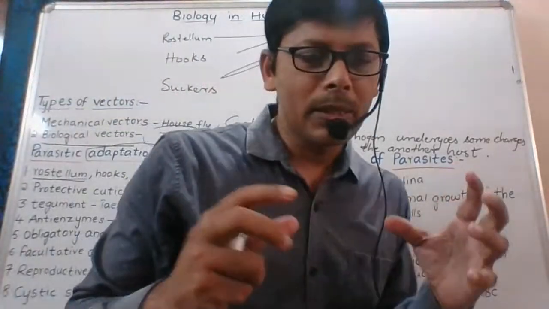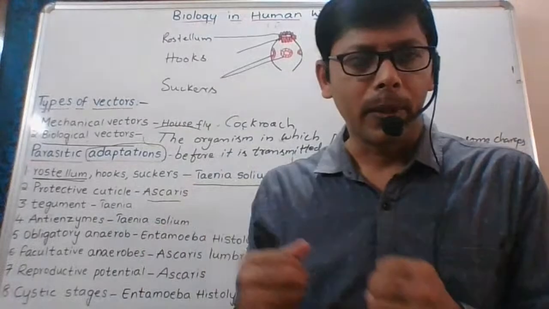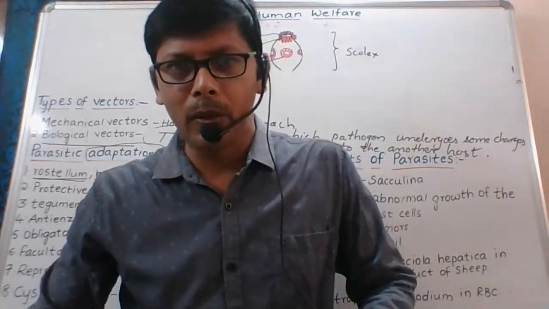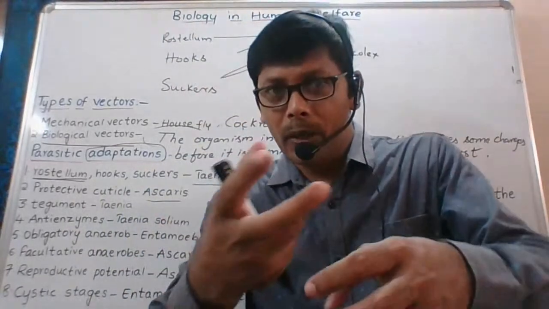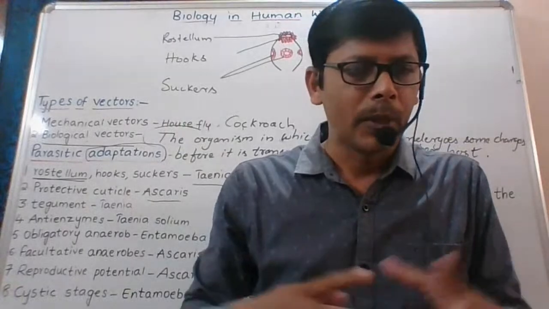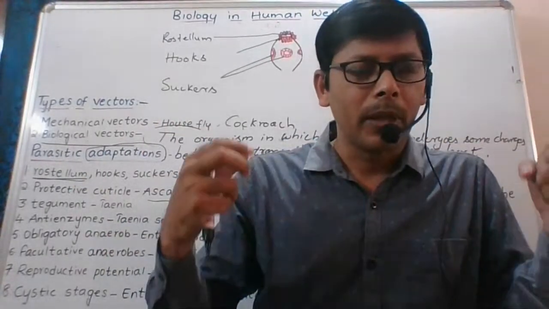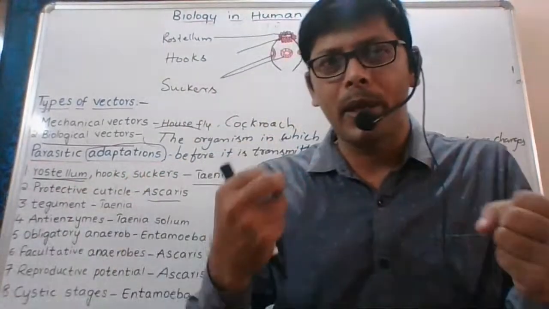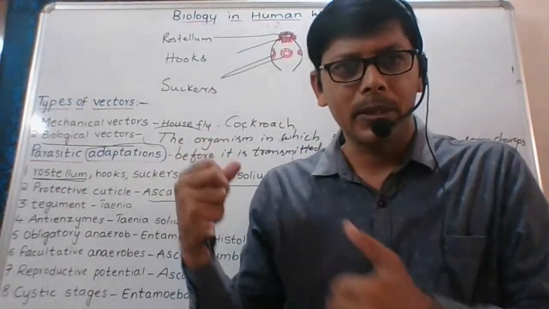Why are all these structures present here? Taenia solium is an intestinal parasite. It has to hold on to our intestine. These are adhesive structures to attach to some internal organ in our body, and they help it hold on to the organ.